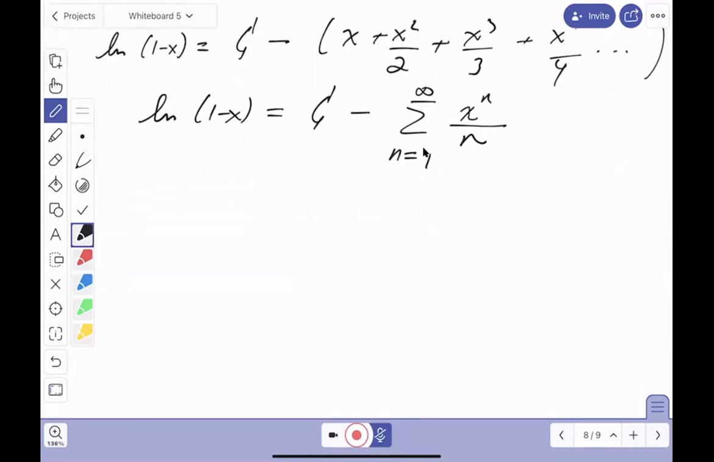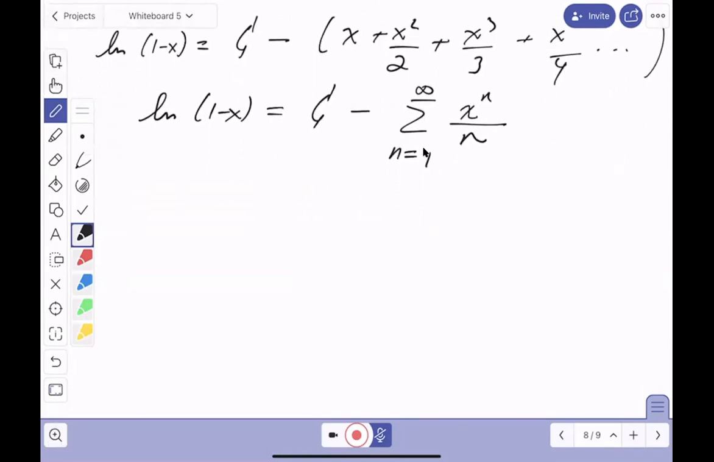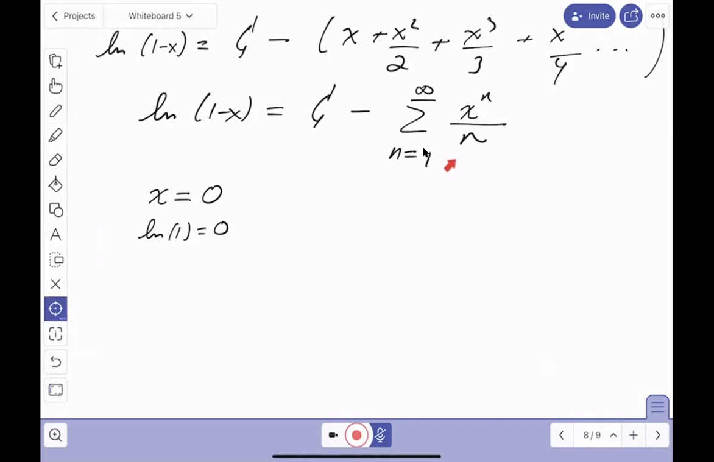Now I want to figure out what the c is, and I'll pick an easy number for you. So I'm going to let x equal 0. What would you have here? Natural log of 1, which is 0, since e to the 0 is 1. So what do you get? I'm picking x to be 0. Well, let me point this out to you. If x is 0, this term disappears. So that's going to be 0 now.